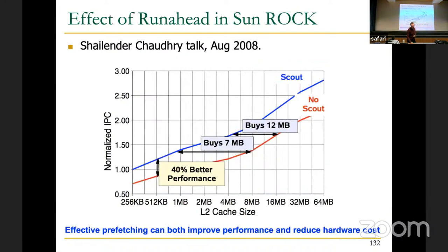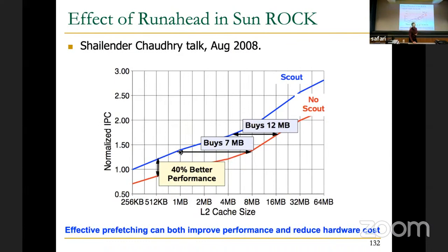This was implemented in SunRock, and they basically showed in some online transaction processing workloads, if you implement run-ahead, which they called Scout, you get 40% better performance. But you could also trade this off with caching. And this is always true. How much resources should you dedicate to caching? How much resources should you dedicate to prefetching, right? It's an interesting thing, basically.